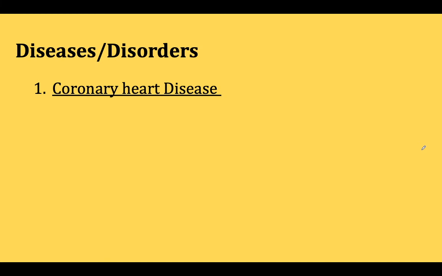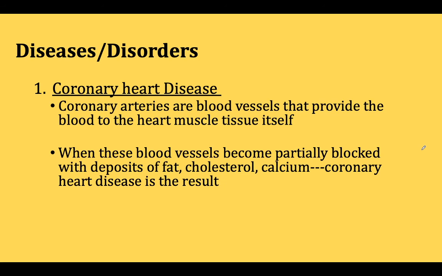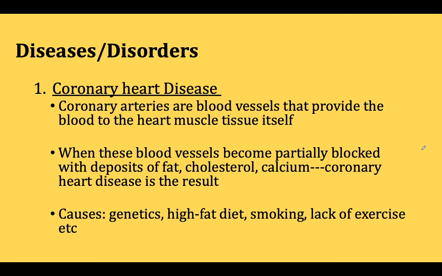So there are two disorders or diseases of the circulatory system that I want to quickly talk about. One is coronary heart disease. So the coronary arteries themselves are blood vessels that provide blood to the heart tissue itself. When these blood vessels become partially blocked due to fat or cholesterol or calcium, what results is coronary heart disease. Different causes of this could be genetics, it could be a high-fat diet, it could be smoking, it could be lack of exercise. All of these things are contributing factors to coronary heart disease.